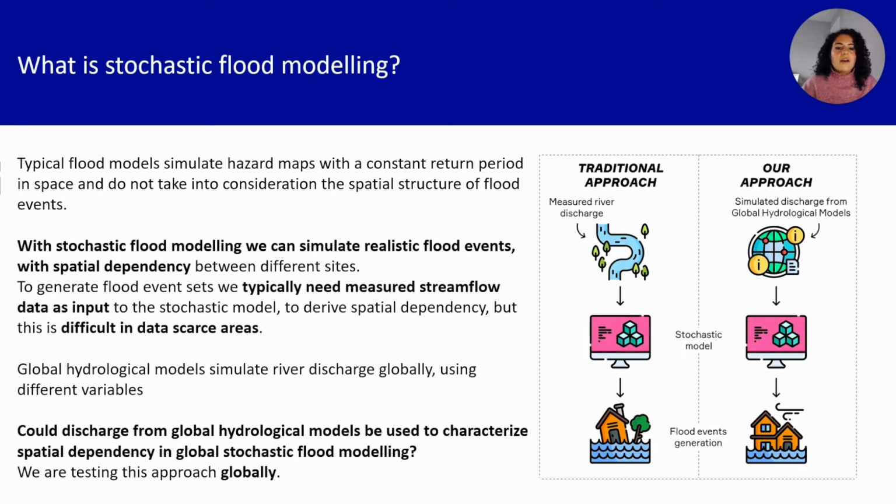This is where global hydrological models come into play. Since global hydrological models simulate river discharge globally, they could be used as input to the stochastic model instead of historical records. Using simulated discharge to derive the spatial dependency between sites would allow us to use this approach globally. This method has been tested already in the United States. It has not been tested globally, and that is what my research focuses on.